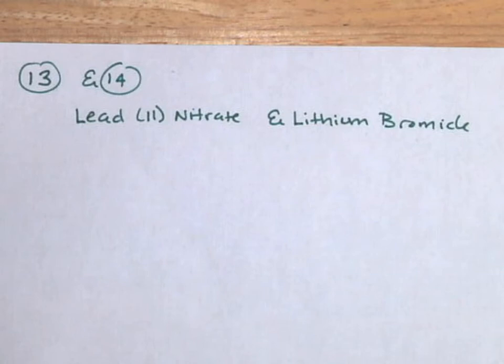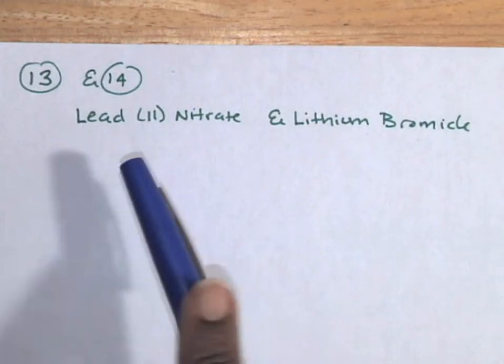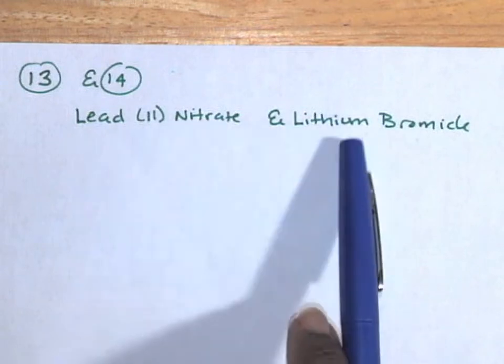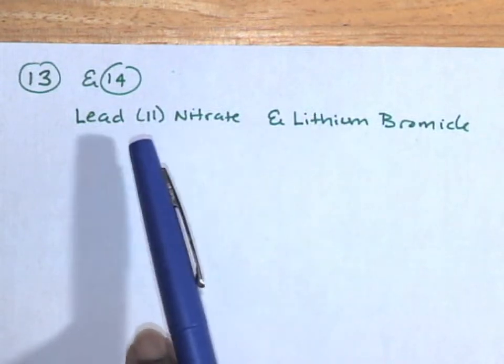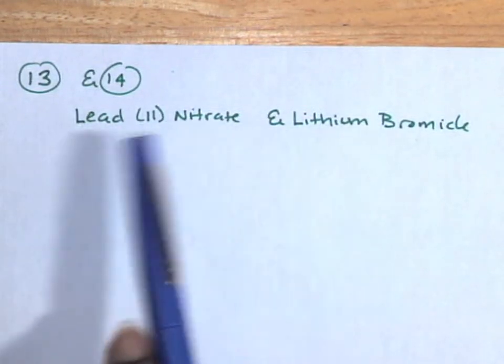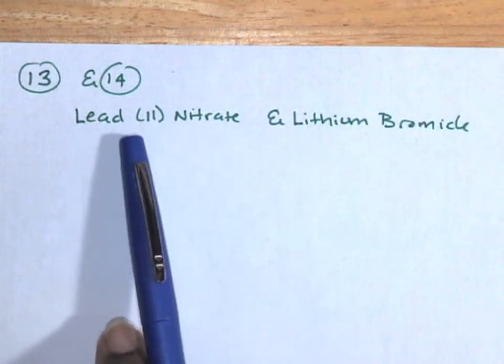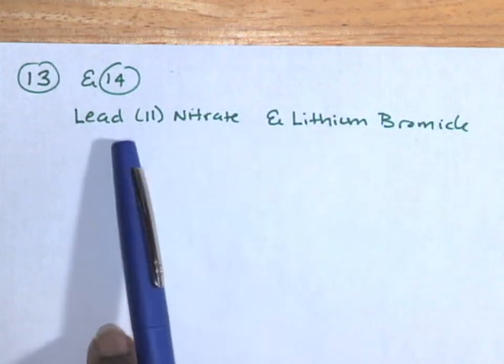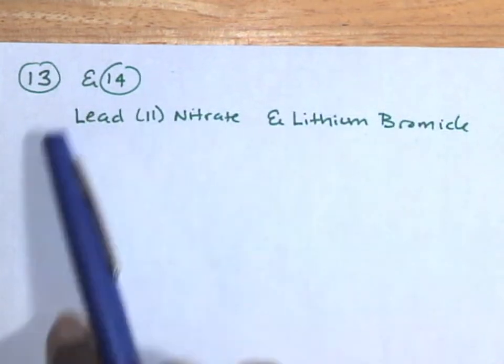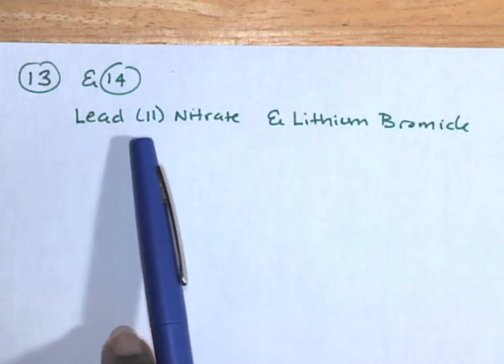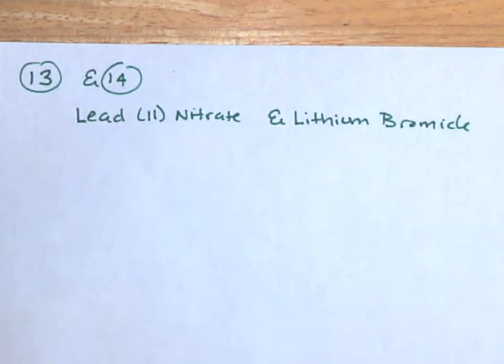So we're going to begin with problem 13. Problem 13 asks you to write the balanced chemical equation for the reaction of two ionic compounds. Problem 13 uses different ionic compounds. I'm going to use lead(II) nitrate and lithium bromide, but it's the same process. These are not the same problems as in your exit ticket, but by looking at this, you can see how to do it.